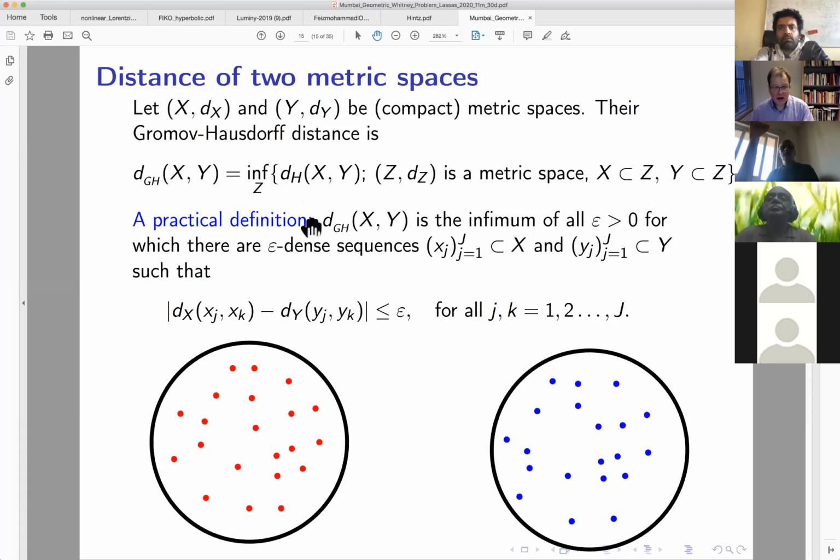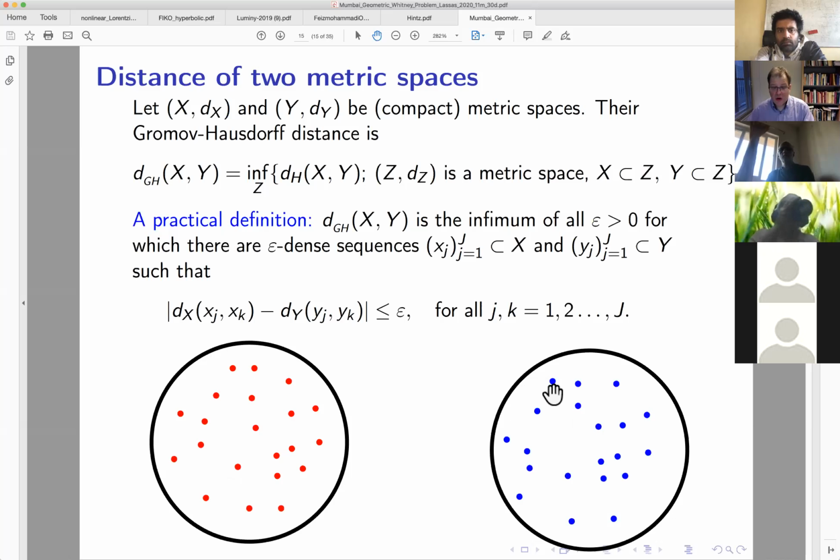There's also a practical definition that gives an equivalent metric. And this metric is defined as follows. We say that the Gromov-Hausdorff distance of two metric spaces is the infimum of all epsilon such that the following is true. We take epsilon-dense sequences, subsets in the metric spaces. For instance, if we have one metric space here and another here, we take these red points and blue points. And then we number them so that we know the number of each point. This is point 1, here is the corresponding point 1, here is, for instance, the corresponding points number 2 and 3, and here are 2 and 3.